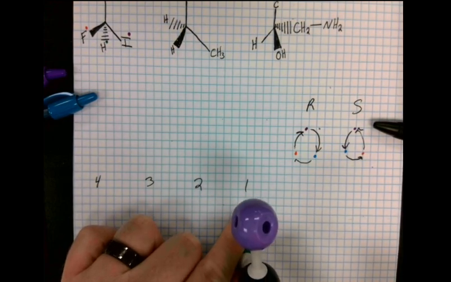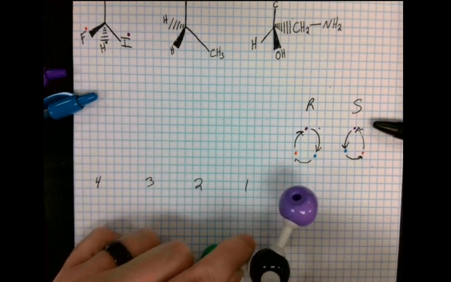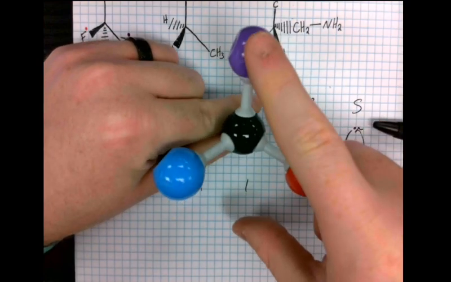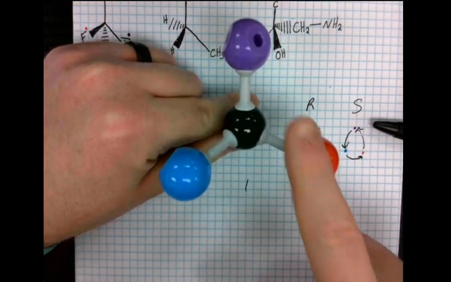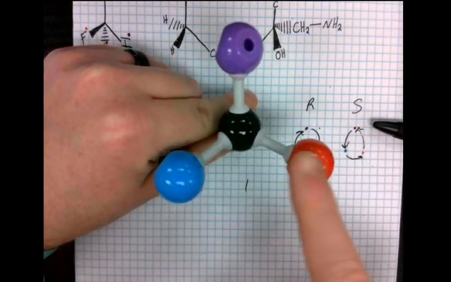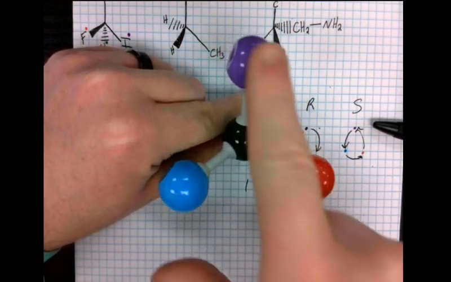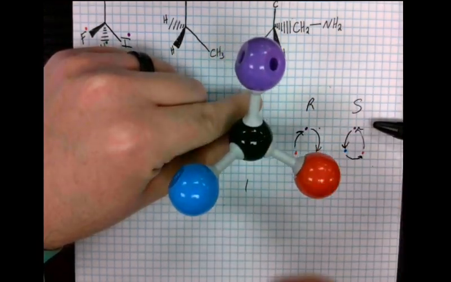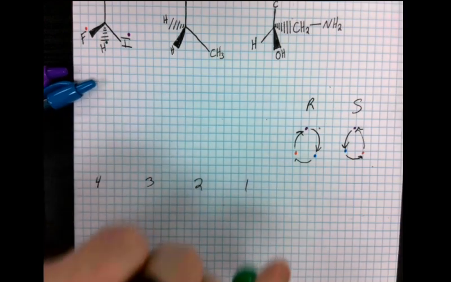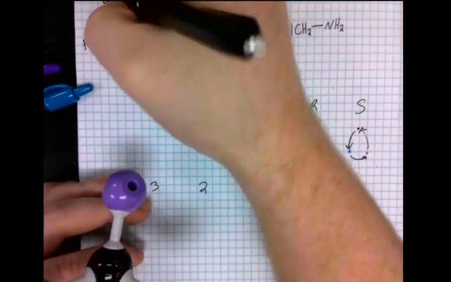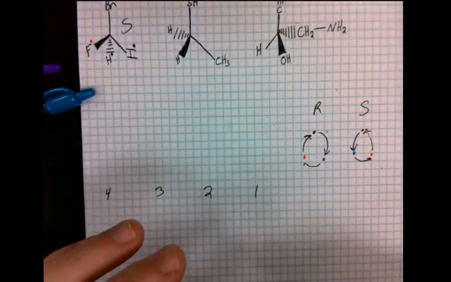So iodine, bromine, fluorine. Iodine is here, bromine is here, fluorine is here: iodine, bromine, fluorine, 1, 2, 3. It's going in this order right here. That is a counterclockwise circle, so this must be S configuration.